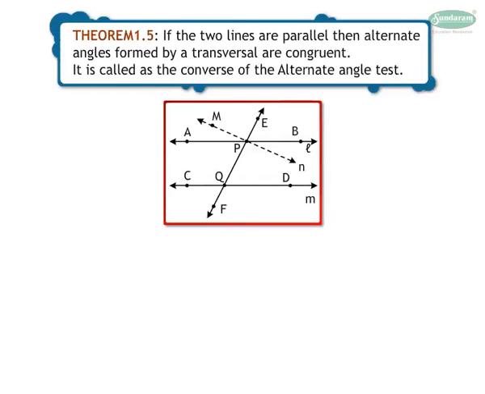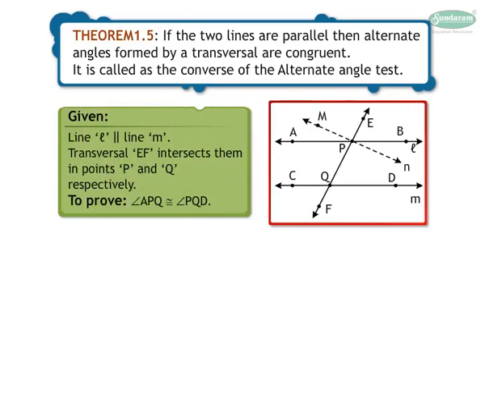Theorem 1.5. If two lines are parallel, then alternate angles formed by a transversal are congruent. It is called the converse of the alternate angle test. It is given that line L is parallel to line M. Transversal EF intersects them at points P and Q respectively. We have to prove that angle APQ is congruent to angle PQD.